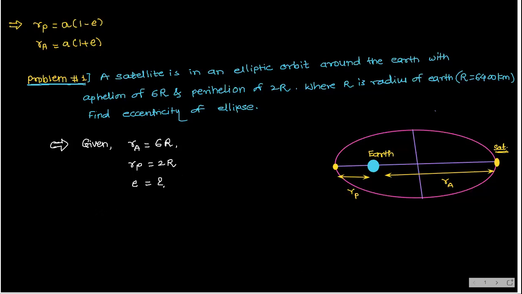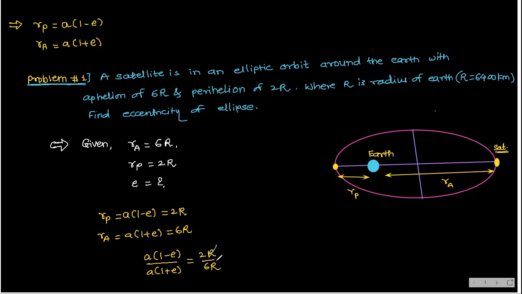Now we have the formula above. RP is equal to A into 1 minus E, which is equal to 2R. Can I write like this? Yes. And RA is equal to A into 1 plus E, which is equal to 6R. Now I am dividing these two. So what I will get? A into 1 minus E divided by A into 1 plus E is equal to 2R by 6R. Agree?